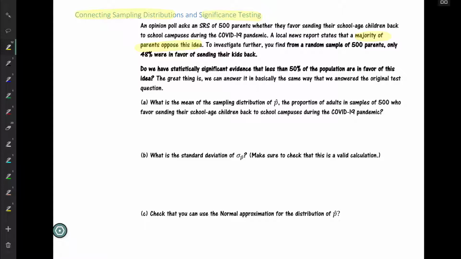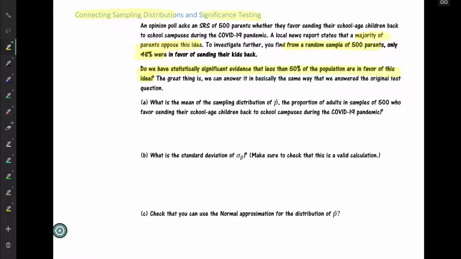Now, to investigate further, you find from a random sample of 500 parents that only 48% were in favor of sending their kids back. So, you'll notice this is slightly different, but let's go ahead and investigate what the actual question is here. Do we have statistically significant evidence that less than 50% of the population are in favor of this idea? Well, the great thing is we can answer basically the same way that we answered this same kind of question on the original test.